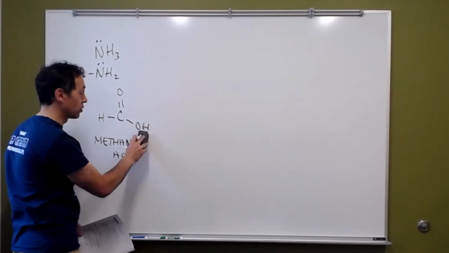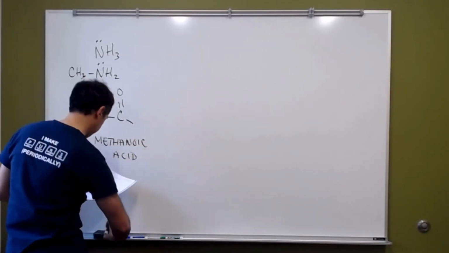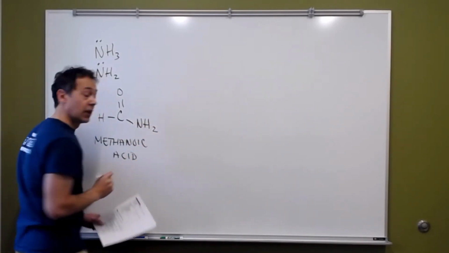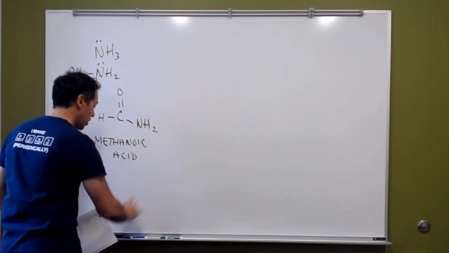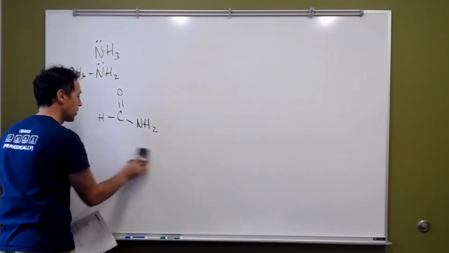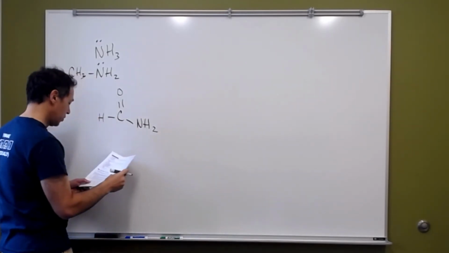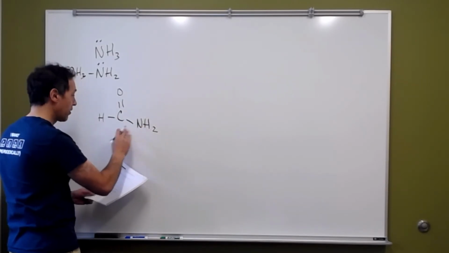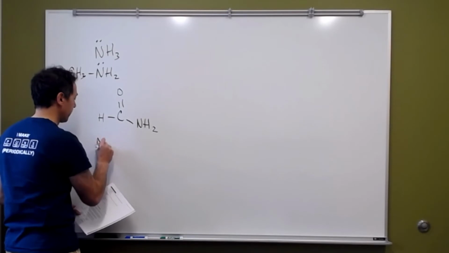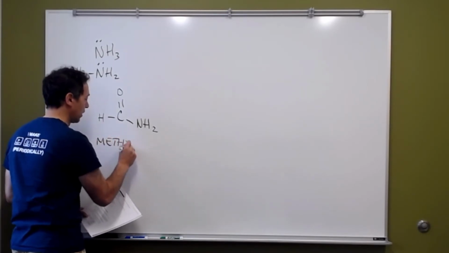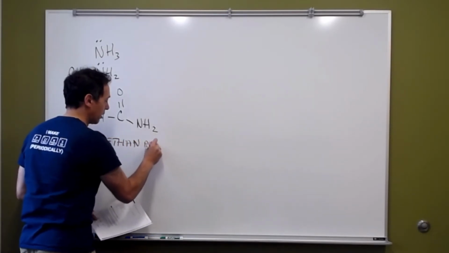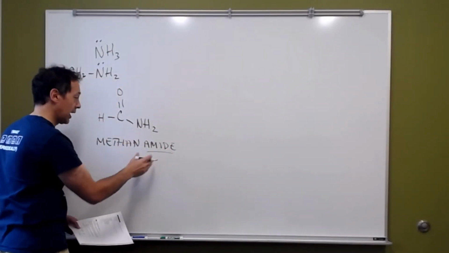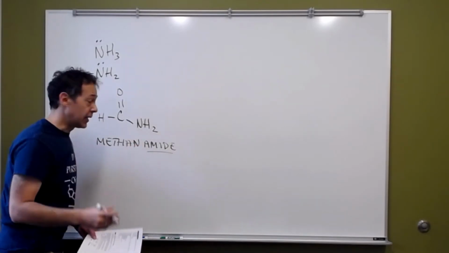If we're going to change this into an amide, it's going to be just replacing this OH, the hydroxyl group, with our nitrogen, like this. And so this changes this from a carboxylic acid into an amide. This amide here would be methanamide. We just changed the ending from oic acid to amide.